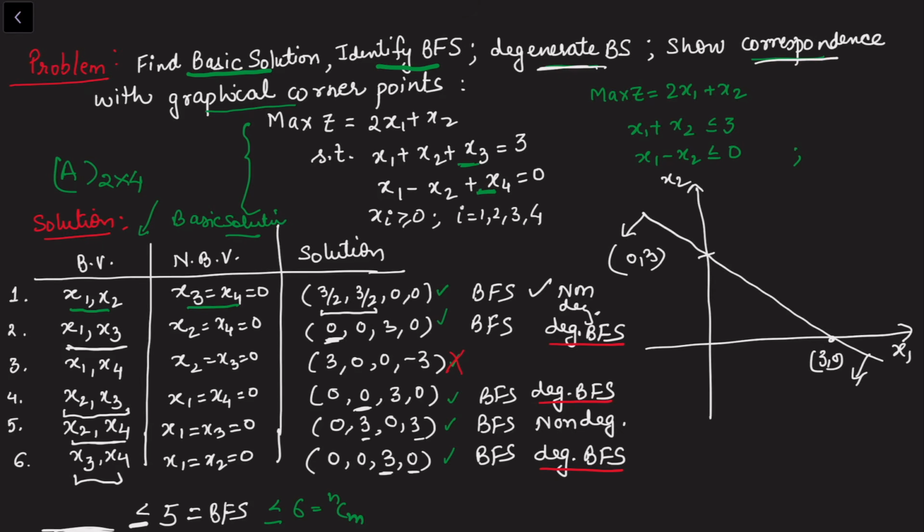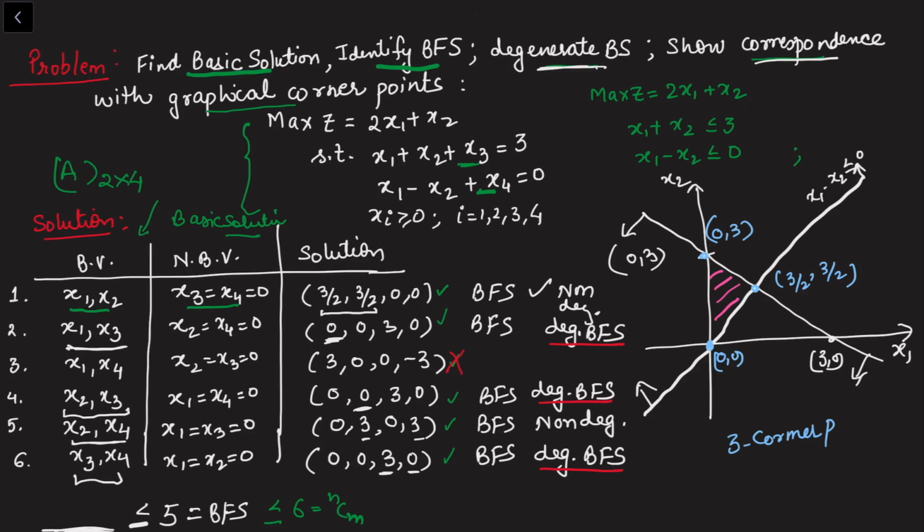The second constraint is x1 minus x2 less than or equal to 0. So draw the constraint x1 equal to x2. This is x1 minus x2, and because it is less than, it is the upper side. In this case, we see that the region is this one. And the corner points that we have found: this corner point is 3/2, 3/2. This point is 0, 0. This point is 0, 3. Now we got 3 corner points.